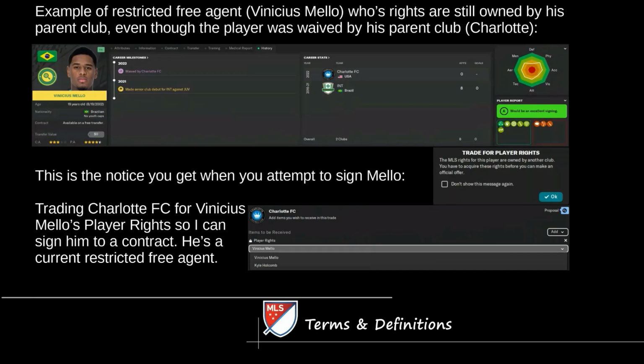Charlotte still owns his rights, and I didn't know that until I went to offer him a contract, and then here's what popped up. That little notice, which is the second image, said trade for player rights, and I'm thinking, are you kidding me? I want to sign this kid. Oh, wait, maybe I'll wait until he goes overseas again, then I'll sign him. Nope, that doesn't work either, because Charlotte still owns the rights to this kid. That is a way that you'll know that another team owns the player rights.